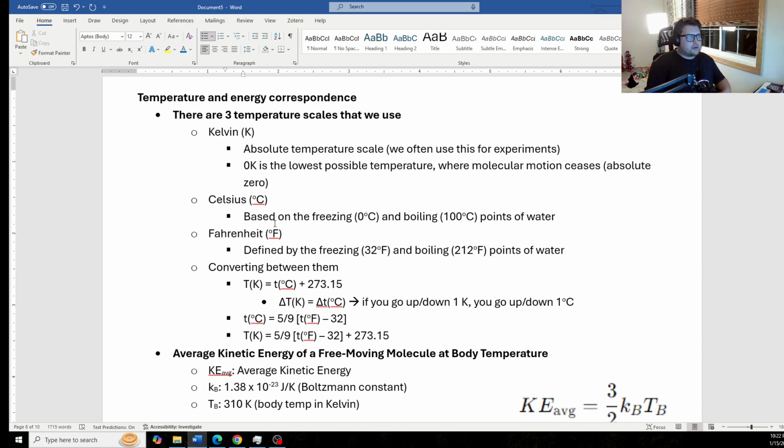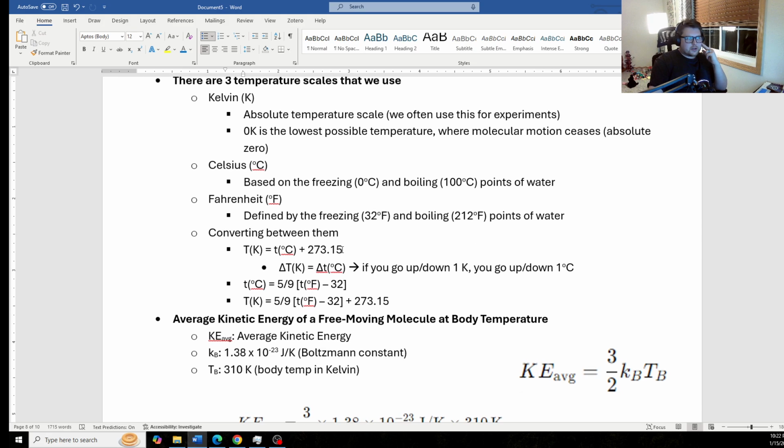Celsius is based on the freezing and boiling points of water, which are 0 degrees and 100 degrees Celsius. And then Fahrenheit, again based on water, is 32 degrees for freezing and 212 for boiling. Again, we won't really talk much about Fahrenheit.